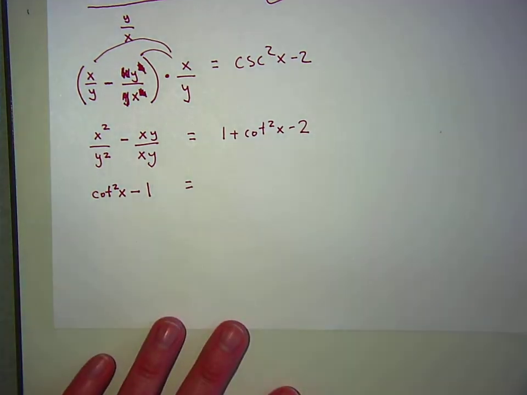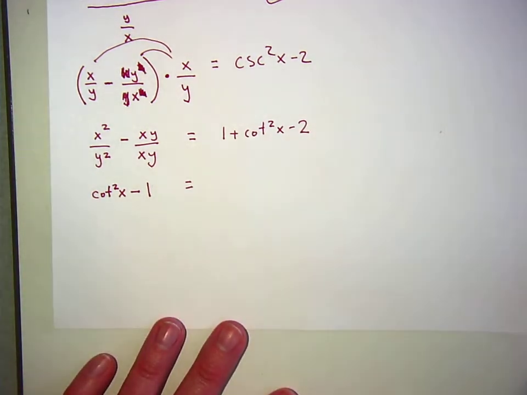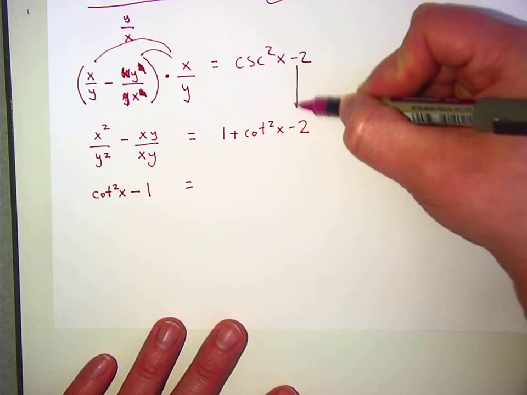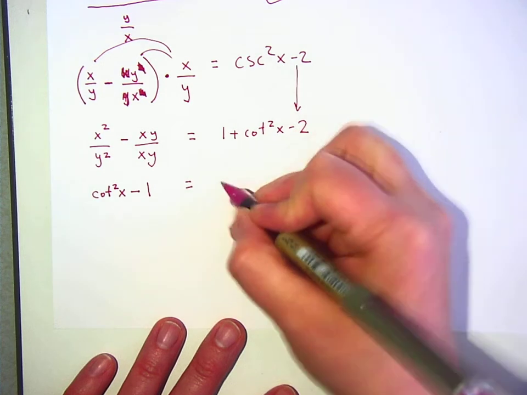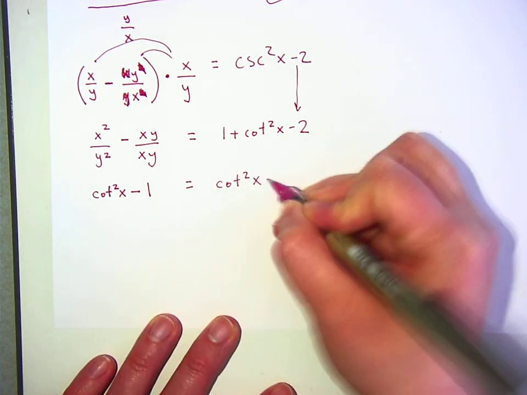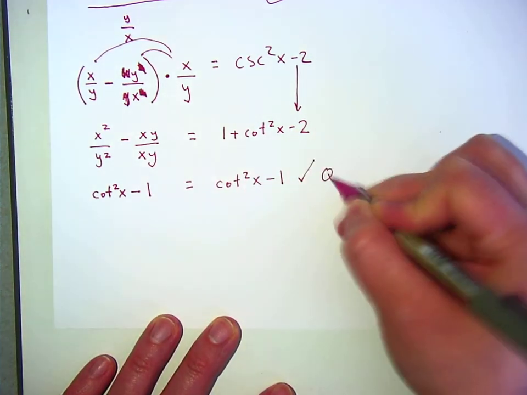Where'd that minus 2 come from? Yeah, it was right here. And 1 minus 2 is negative 1.